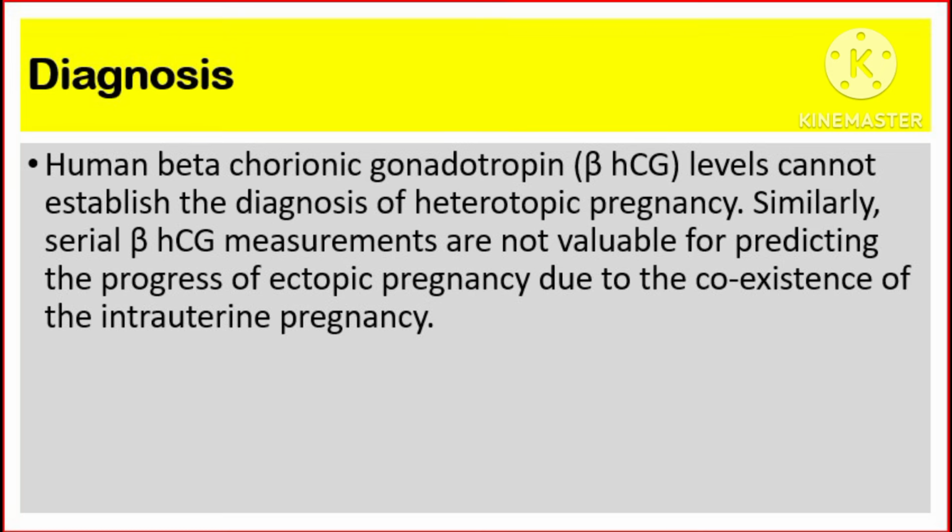Human beta chorionic gonadotropin levels can't establish the diagnosis of heterotopic pregnancy. Similarly, serial beta human chorionic gonadotropin measurements are not reliable for predicting the progress of ectopic pregnancy due to the coexistence of the intrauterine pregnancy.